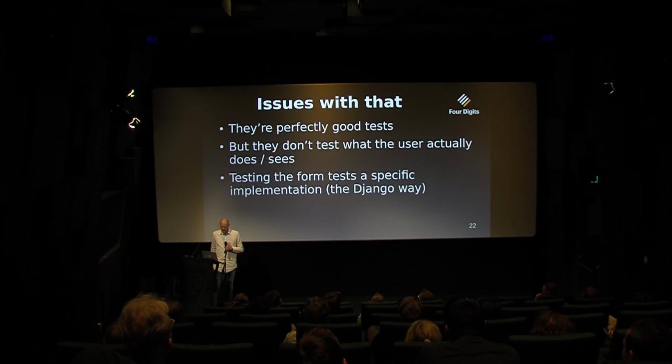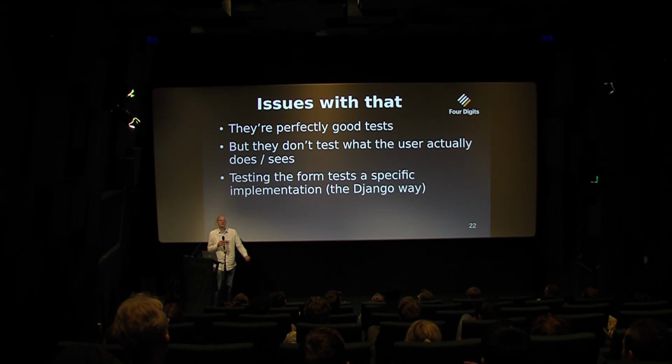So these are my issues with these things. They're perfectly good tests, but they're not really what the user does or sees. And it could be a lot easier, for example, crafting this dictionary, which sends something to your Django application. That's a bit stupid, because you already have that information in the view.